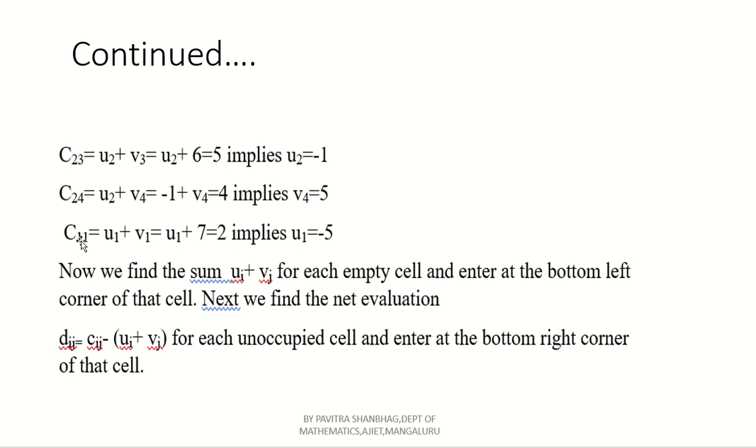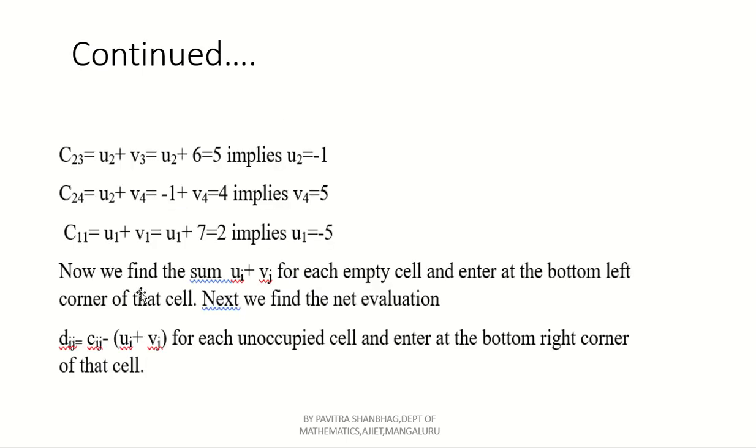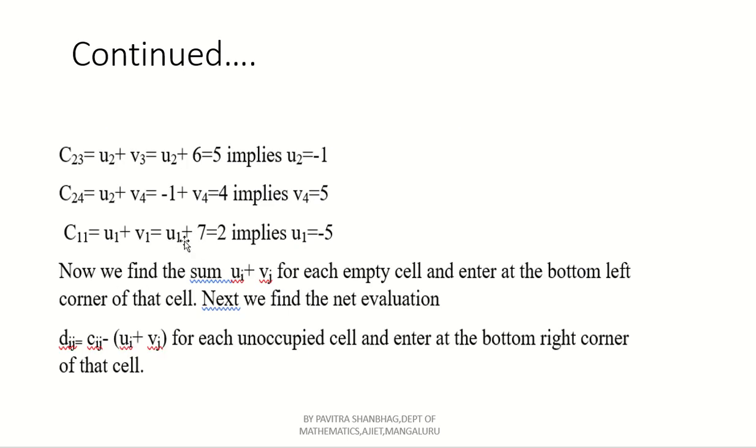Next, the last one, C11. C11 stands for first row first column, and that is u1 plus v1. But what is the element given in first row first column? It is occupied already, that is 2. So u1 plus v1 equal to 2. But v1 is 7, we got it in the previous case. So u1 plus 7 equal to 2. So u1 is 2 minus 7, that is minus 5.